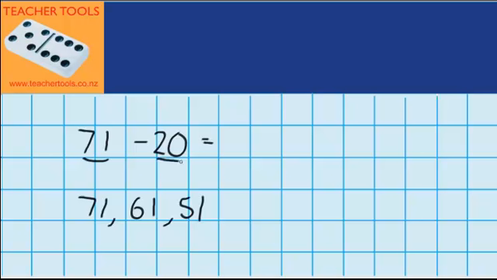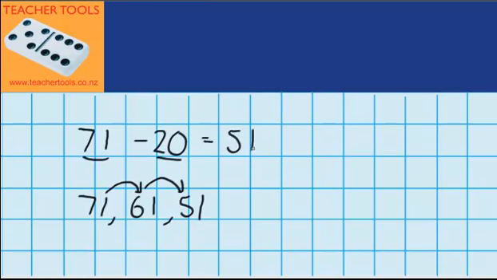And I'm just going to double check that I have taken away 20. There's one jump of 10, and there is my second jump of 10. So 71 minus 20 is 51. Let's have a look at what that looks like on our hundreds board.